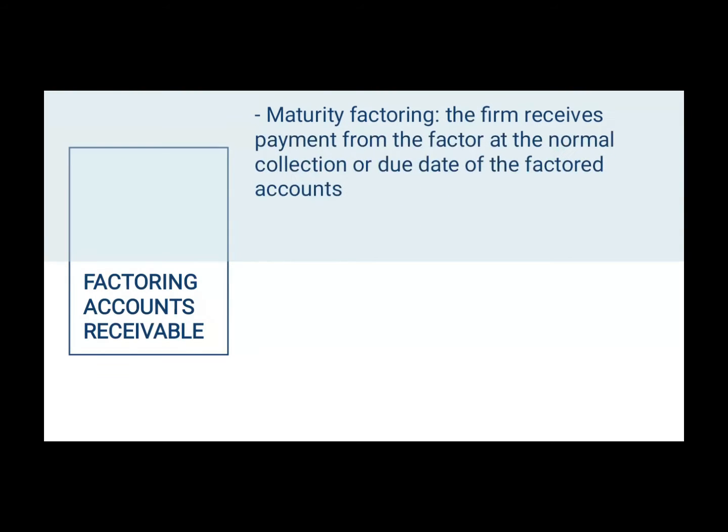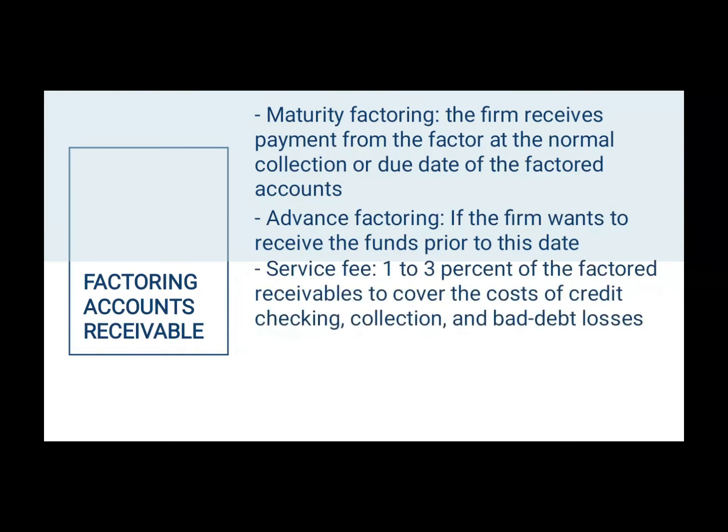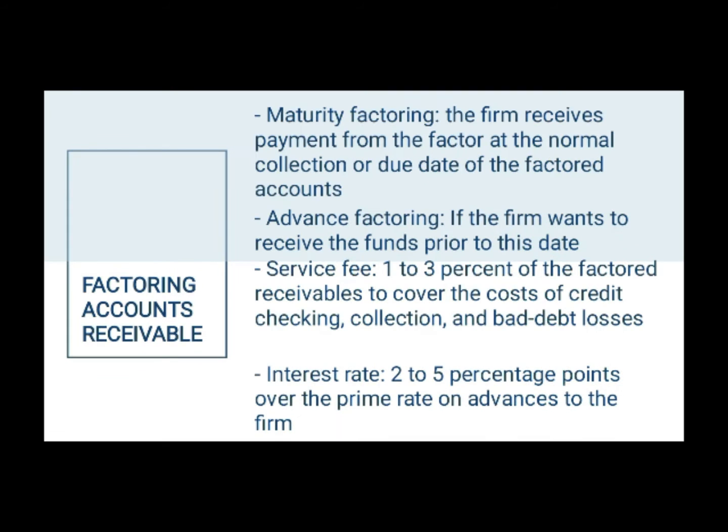So when the firm receives payment from the factor at the normal collection or due date of the factored accounts, it is called maturity factoring. But if the firm wants to receive the funds prior to this date, it's called advance factoring. In factoring receivables, they're going to put a profit to this by charging with a factoring fee.